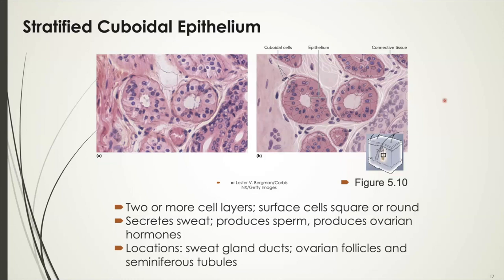And right here you can see connective tissue intermixed, the basement membrane is surrounding, and the first layer of cells, the cuboidal cells, are connected to that basement membrane. And then the next layer of cells is the one that is more apical, and that is what is going to secrete into whatever ducts are applicable.